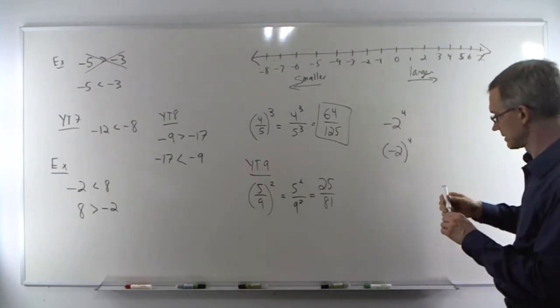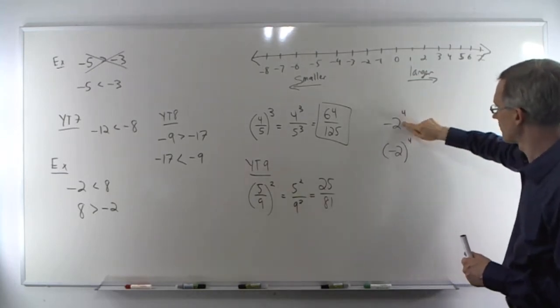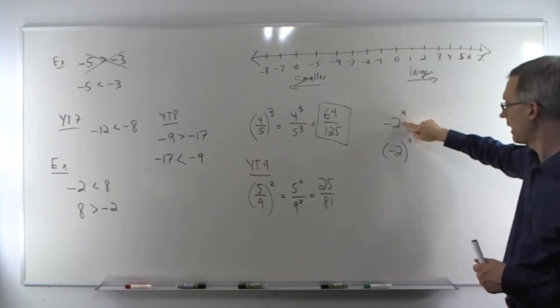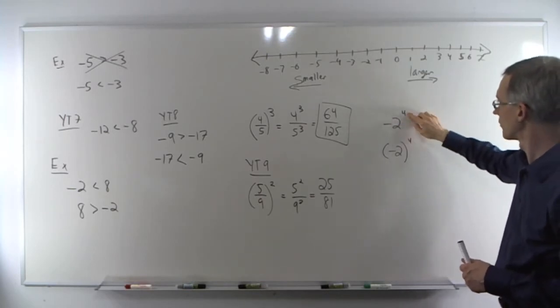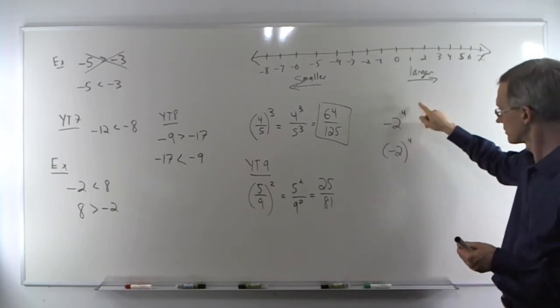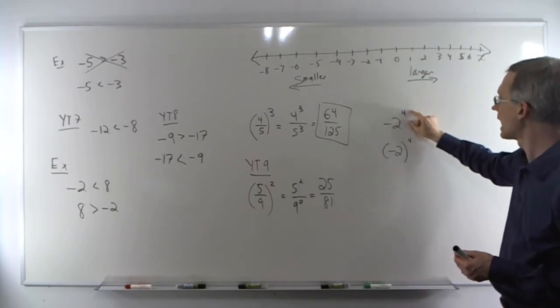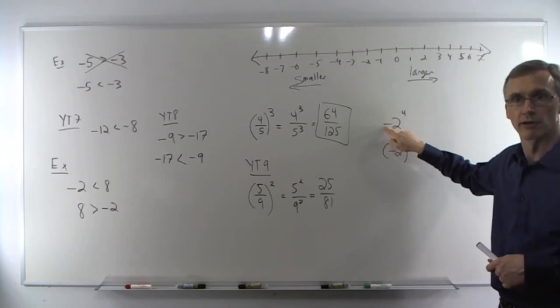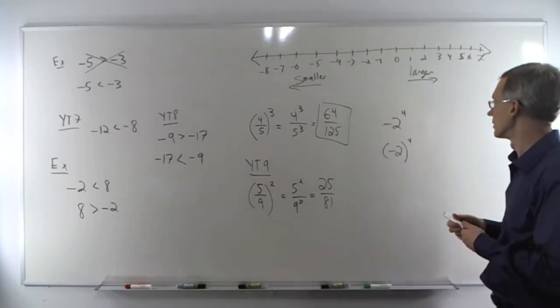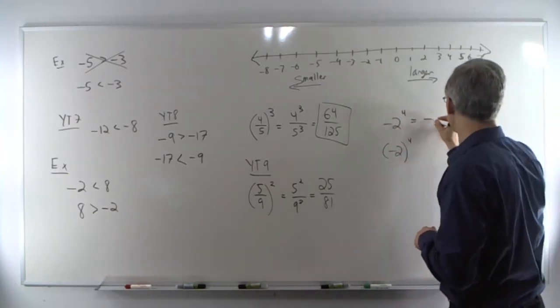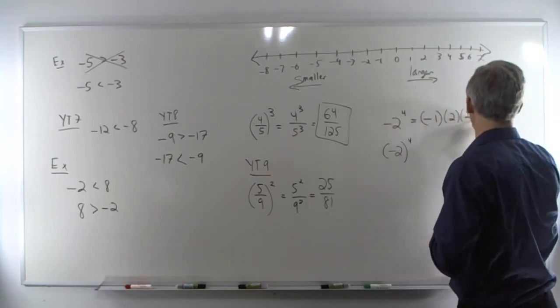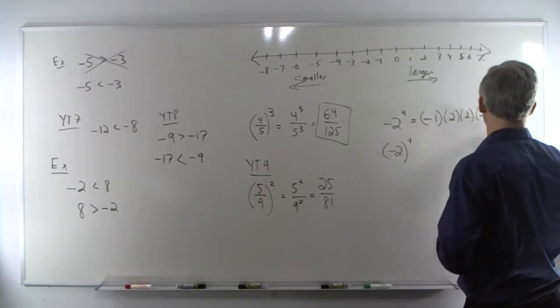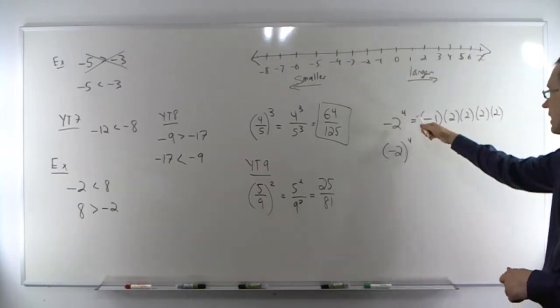What this means is we're taking 2 to the 4th power, so the base is just the 2. And when we're done taking 2 to the 4th power, through order of operations, we're starting with that exponent. When we're done with that, then we multiply by negative 1. So we're going to have a negative answer here, because what this equals is negative 1 times 2 times 2 times 2 times 2. That's the meaning of that expression.